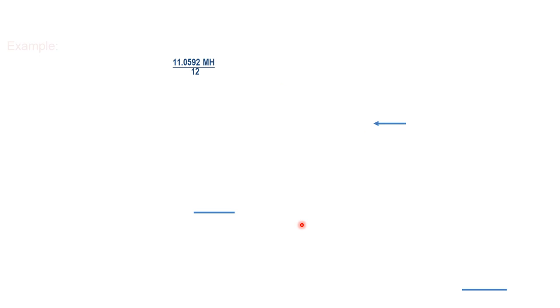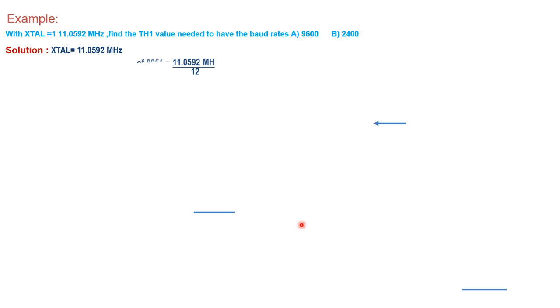So how to find the baud rate? What are the different steps taken? That is given in this example. With a crystal frequency of 11.059 megahertz, find the value of TH needed to have the baud rate, A part, 9600, and B part, baud rate 2400. So the solution for this is a crystal frequency of 11.0592 megahertz.